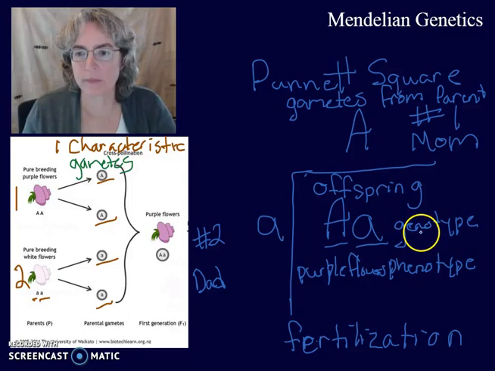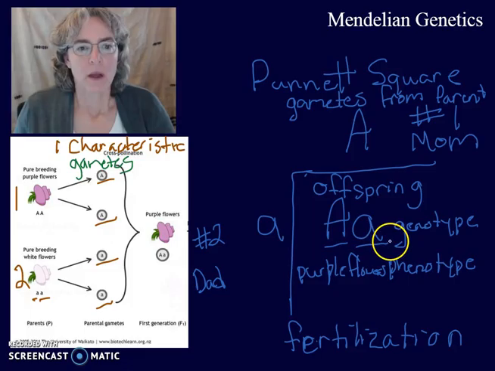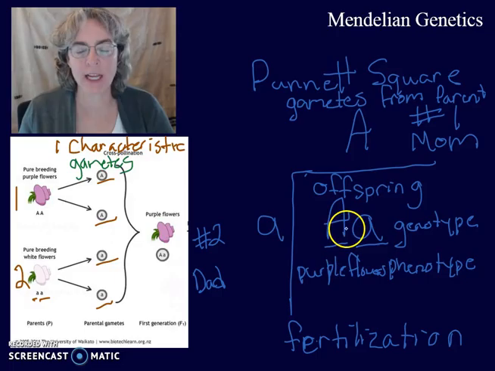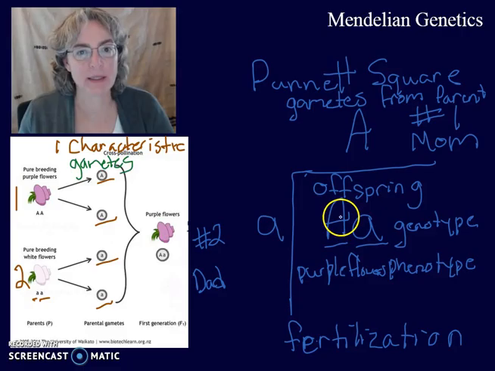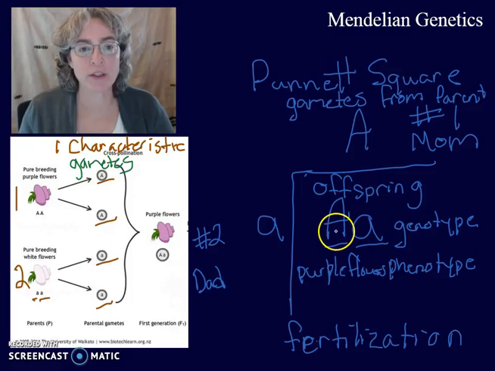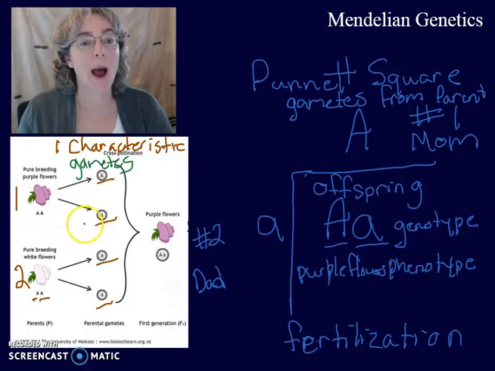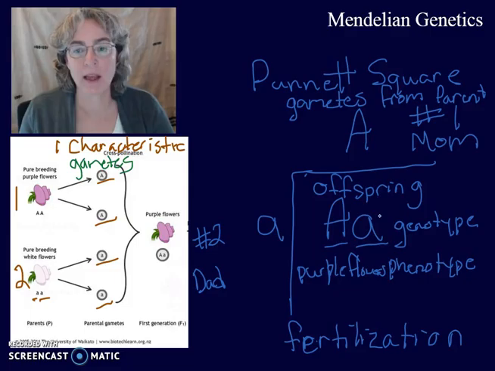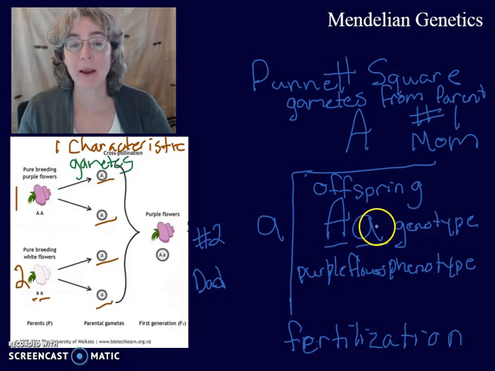And I like the example of flower color. I think it's the easiest to really visualize what's going on here. So we have a sequence of DNA that codes for a protein that makes a pigment. And so this allele right here, this big A, represents a stretch of DNA that codes for a protein that makes a purple pigment. This little a right here represents a sequence of DNA, an allele, that has a mutation. So it makes a protein, but that protein malfunctions. It doesn't make any pigment at all.